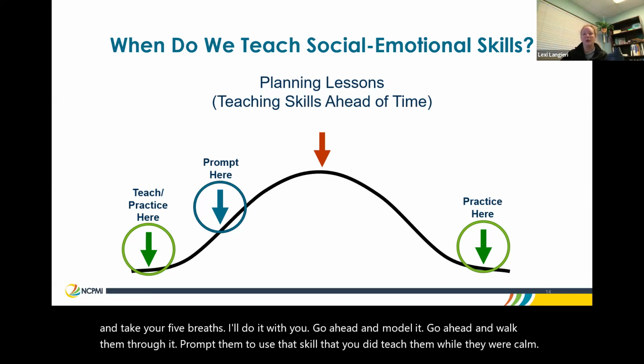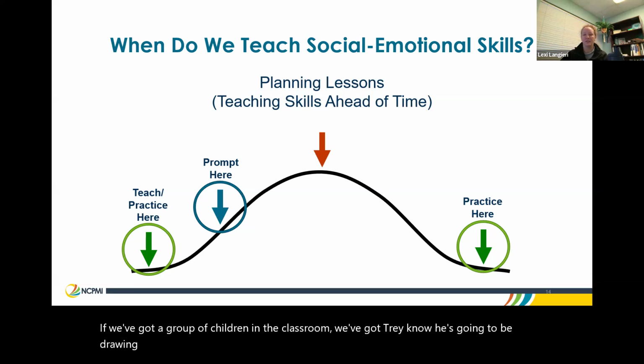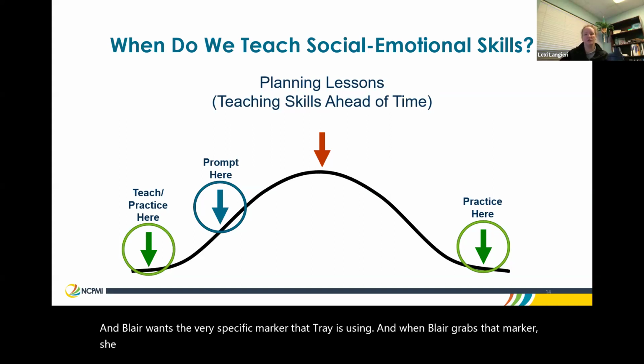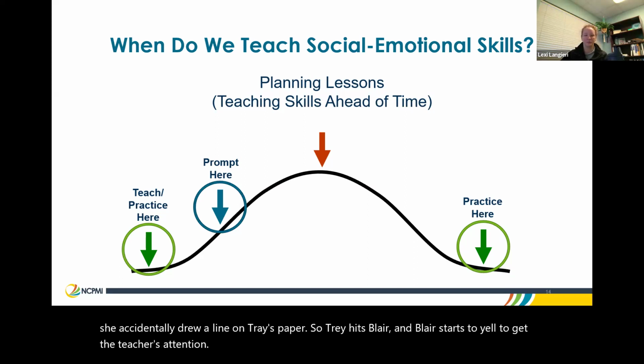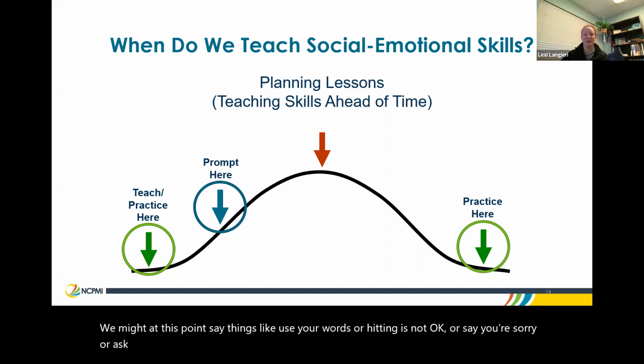So, for example, if we've got a group of children in a classroom, we've got Trey, he's going to be drawing a picture with some of the markers. And Blair wants the very specific marker that Trey is using. And when Blair grabs that marker, she accidentally drew a line on Trey's paper. So Trey hits Blair, and Blair starts to yell to get the teacher's attention. We might at this point say things like, use your words, or hitting is not okay, or say you're sorry, or ask nicely if you want something.